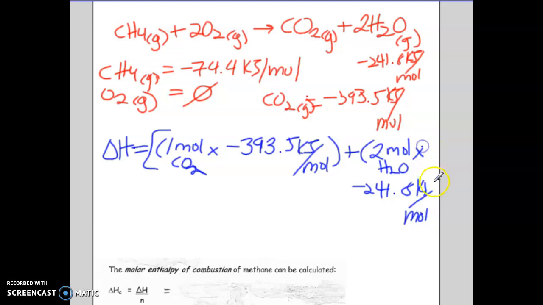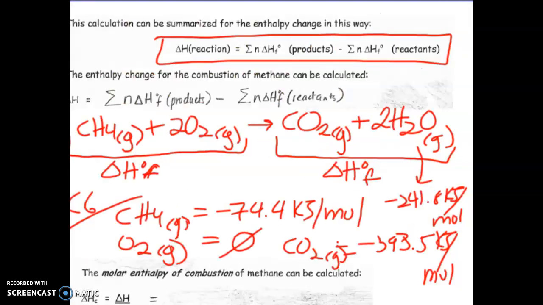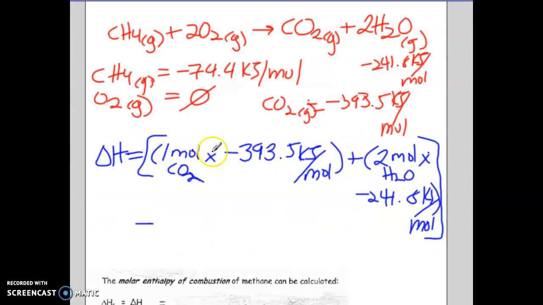Okay, so what we've just done there is this first part, the delta HF of the products, and it's the sum of them times their molar value. So remember, the mole value we get from the coefficient. So we have 1 carbon dioxide plus 2 waters. We're then going to subtract the reactants in the same way.